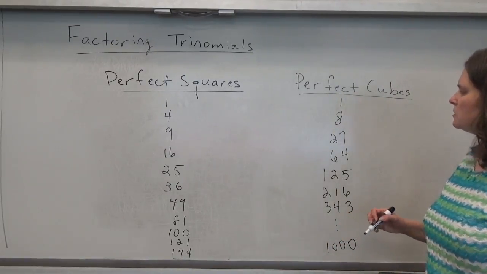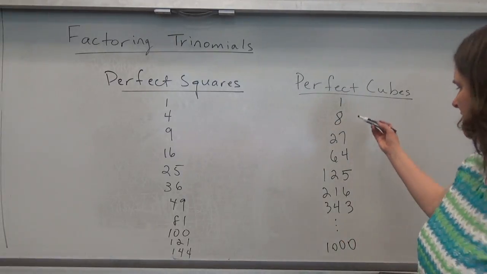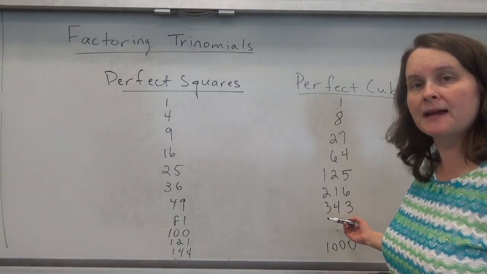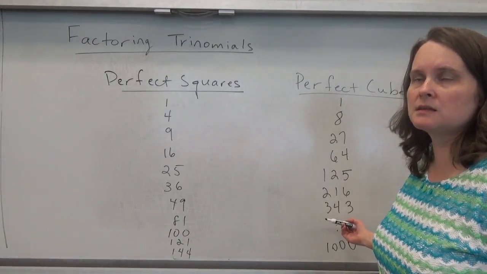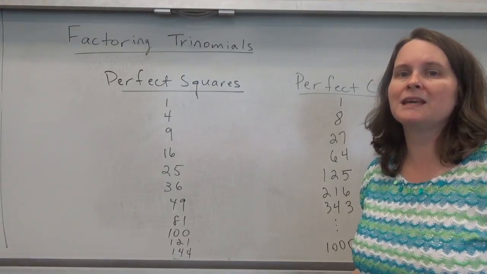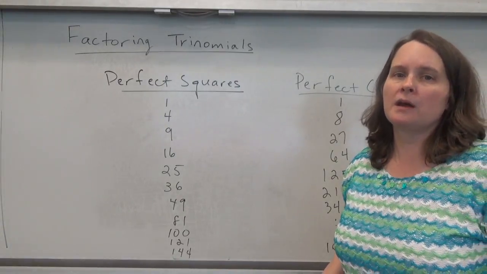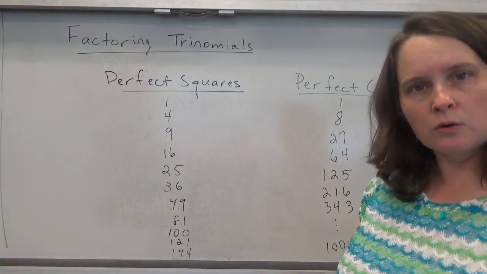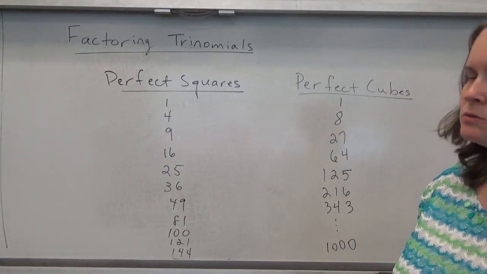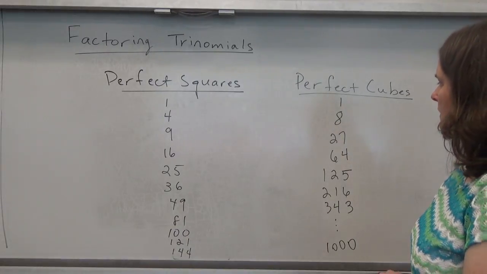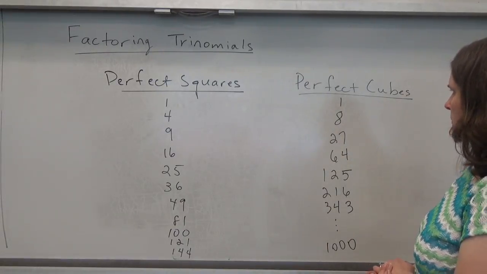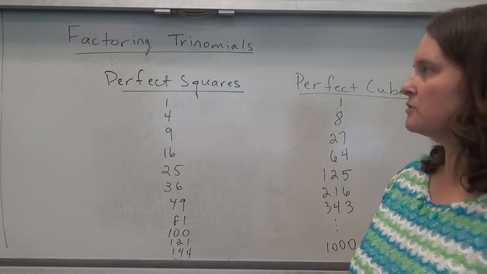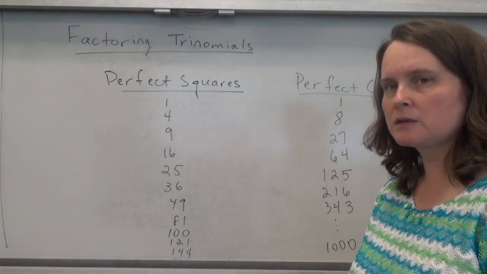I will not ask you any number that is not included on this list. I will not expect you to immediately recognize any number that is not on this list as a perfect cube. Again, it may come up in the homework, but if it does, you can just try to work it out, or you can do a similar exercise if you need to. So these are the perfect squares and perfect cubes that we need to be able to recognize as we begin to work with factoring methods for special products.